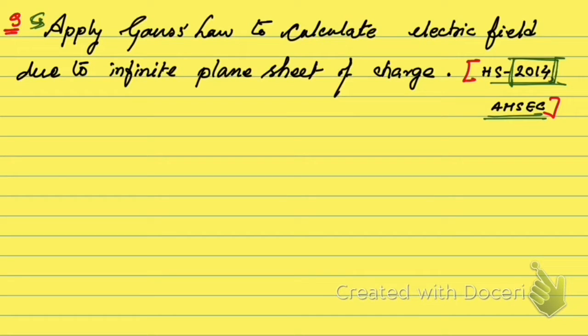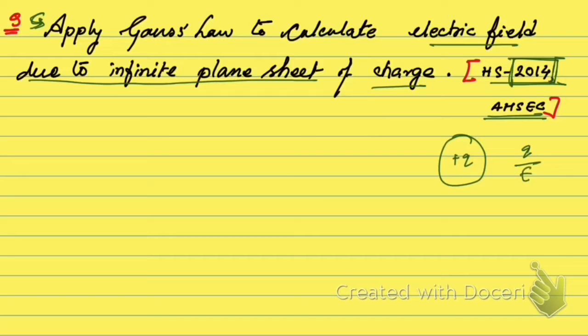So now let's start. So here you see apply Gauss law to calculate the electric field due to an infinite plane sheet of charge. So what was the Gauss law? Suppose if a closed surface encloses a q charge in it, then flux through this surface is given by q by epsilon naught, right? This was the Gauss law. So here we need to find the electric field due to a plane sheet.